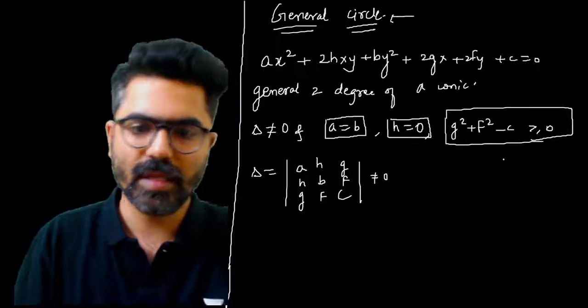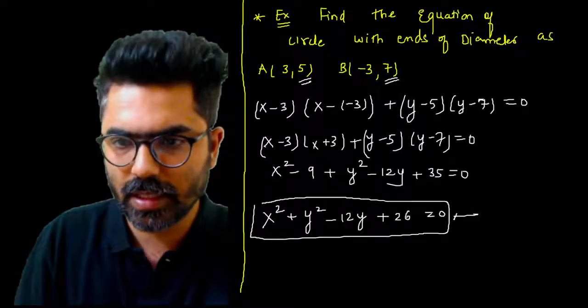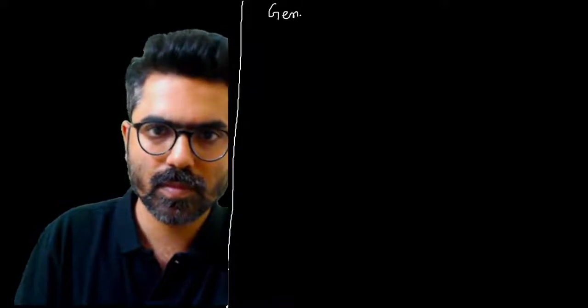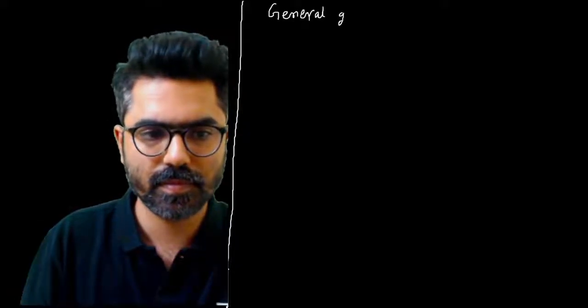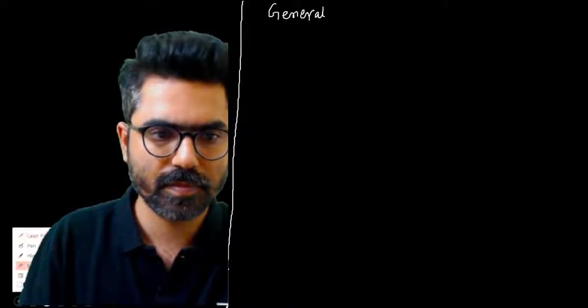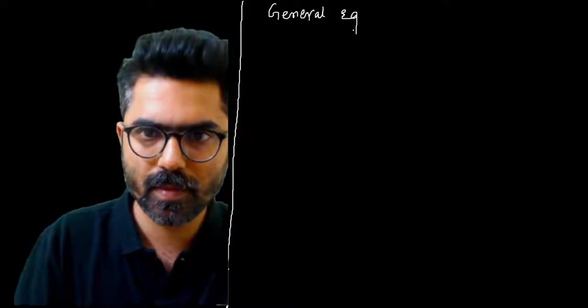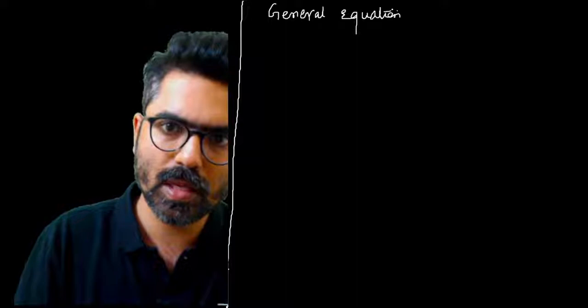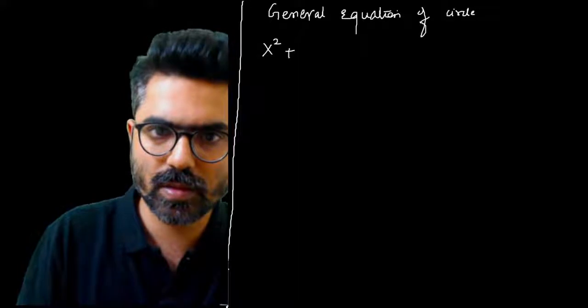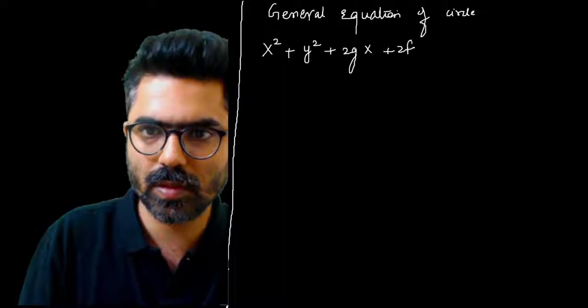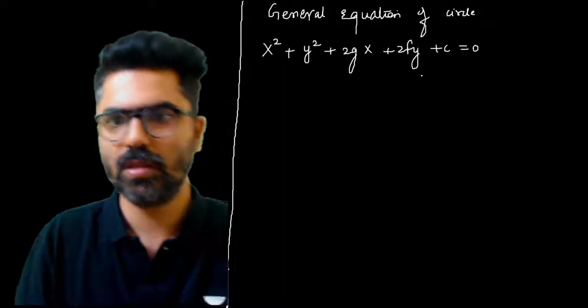Okay, let's take an example. As we can see, this is the equation of a circle, right? So I'll try to explain over here. The general equation of a circle is x square plus y square plus 2gx plus 2fy plus c equal to 0. This is the general equation of a circle.